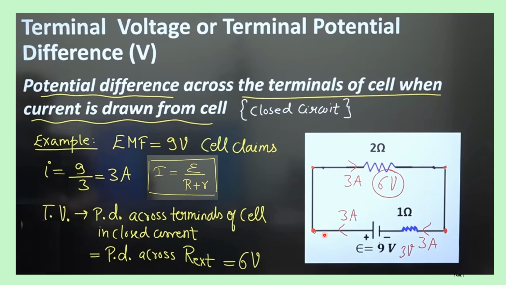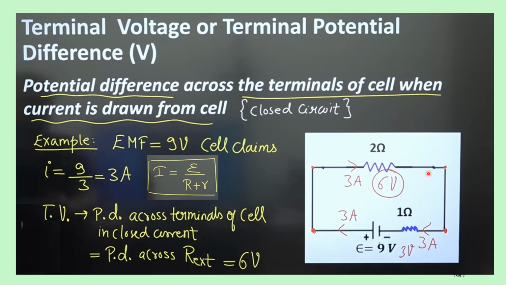In that case, the potential difference across the terminal of a cell, we will call it the EMF. When the circuit is closed, the current will flow inside the circuit. EMF means when the circuit is open, when the current is not flowing, then the potential difference you get is the EMF.